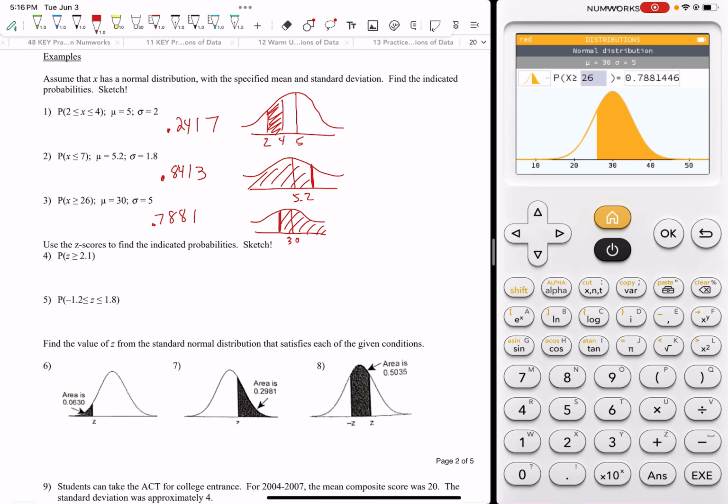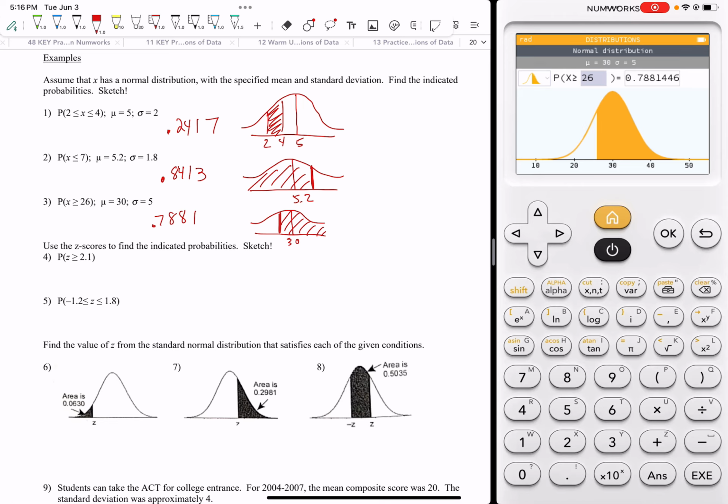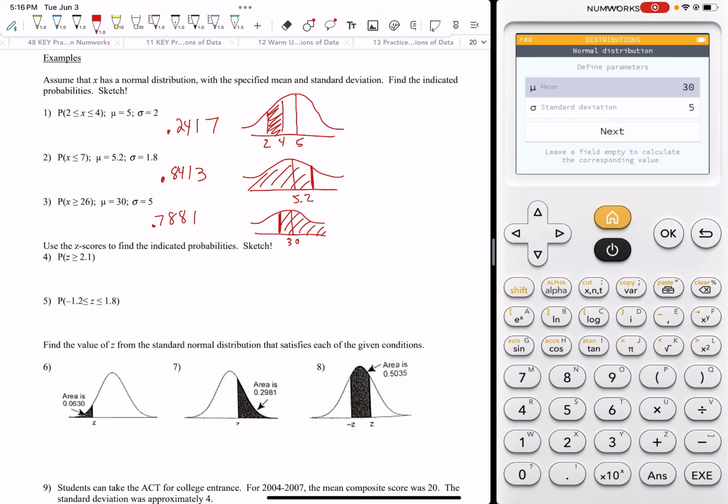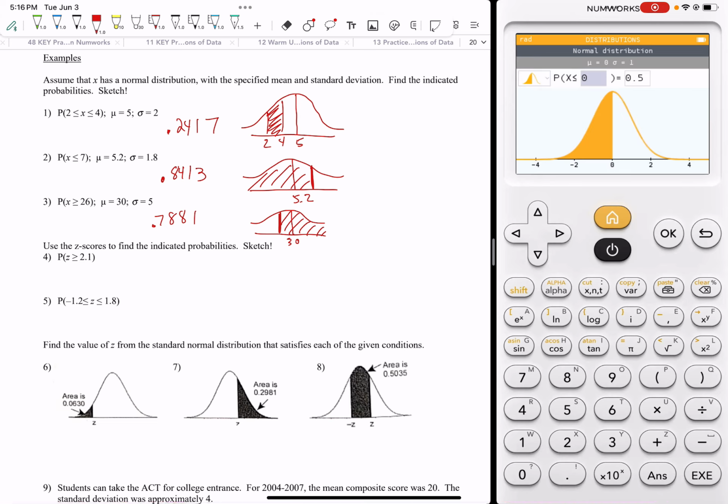The next two here are asking you to use the z-scores to find the probabilities. Z-score, automatically we have to go back here. Our mean is 0, our standard deviation is 1. And we want the probability when z is greater than or equal to... So I'm going to scoot over and change to greater than or equal to. Now your calculator doesn't know that you're doing a z-score, so it's still going to say x, but we know it's our z-score because of our mean and standard deviation. So it's 2.1. That's what we're looking for, greater than that.